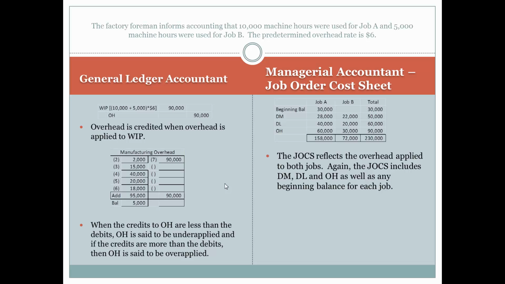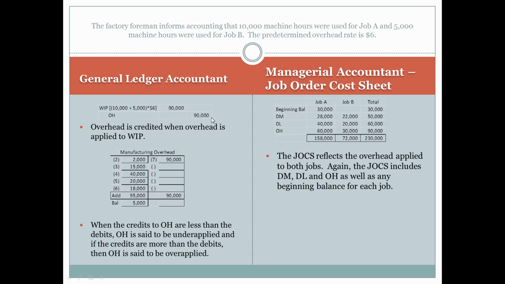The factory foreman informs accounting that 10,000 machine hours were used for job A and 5,000 machine hours were used for job B. The predetermined overhead rate is $6. So now we're going to record in work in process the total value of the overhead that we are applying for this job. So 10,000 plus 5,000, or 15,000, times $6 is $90,000.